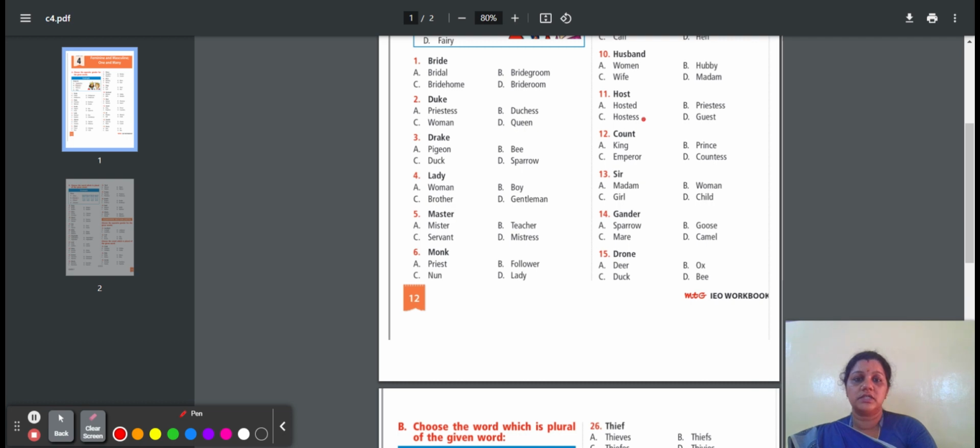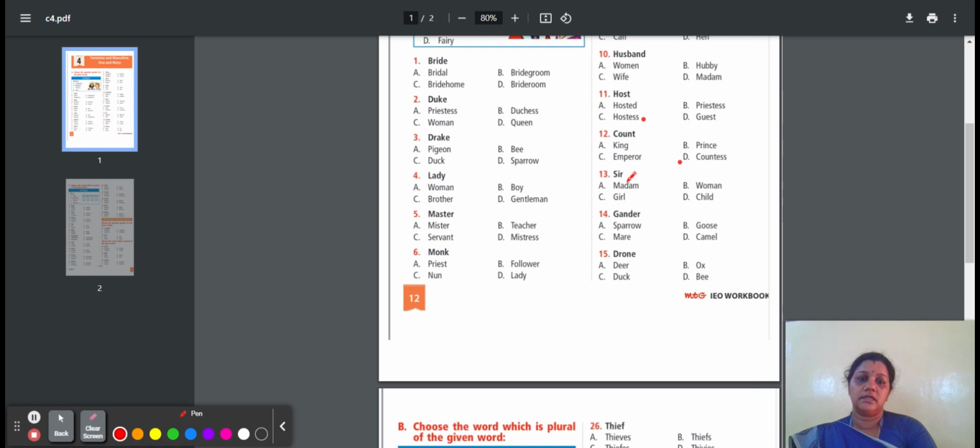Opposite gender for host is hostess. 12th one, count, which means the male gender who rules a certain area. Here is the option: king, prince, emperor, countess. King, a man who rules a country. Prince, a son of a king. Emperor, the ruler of an empire. Countess, a wife of count. So here is the option D, countess. Opposite gender for count is countess.